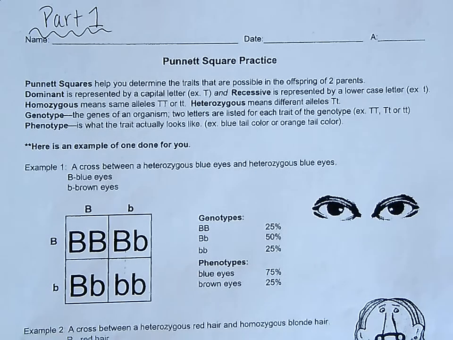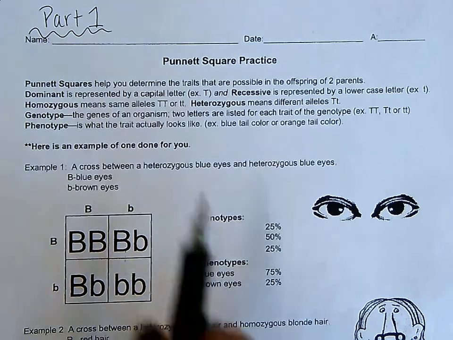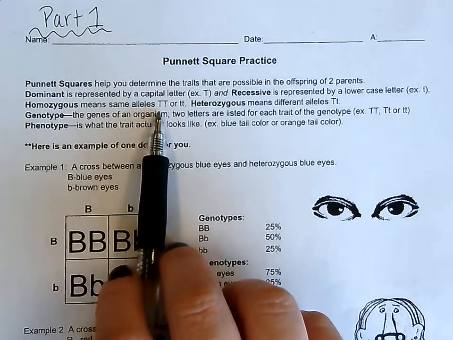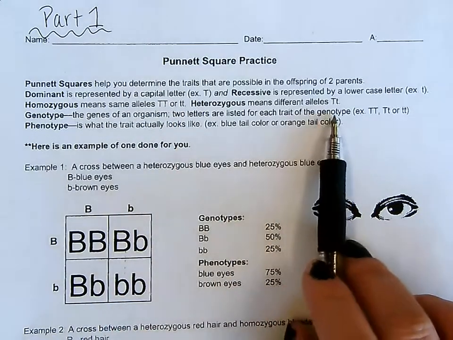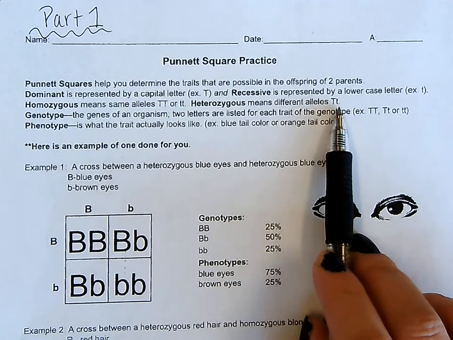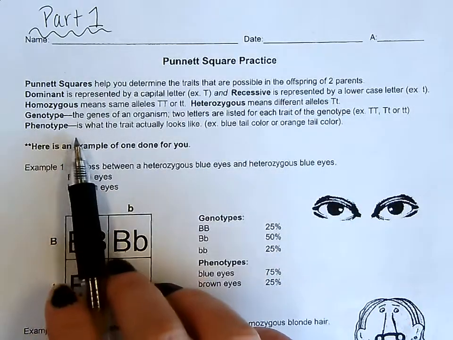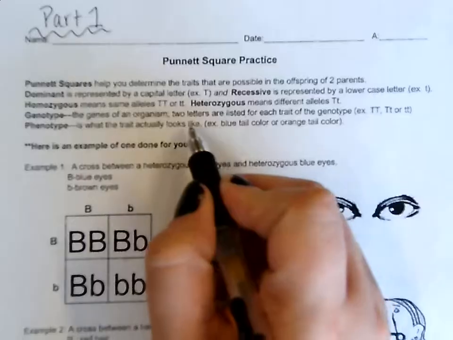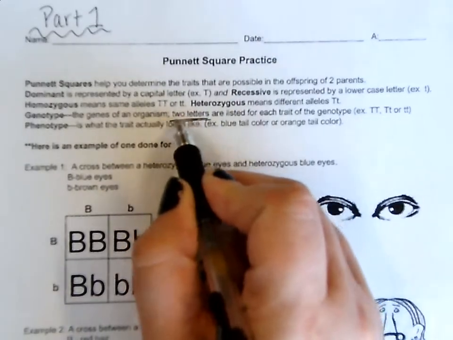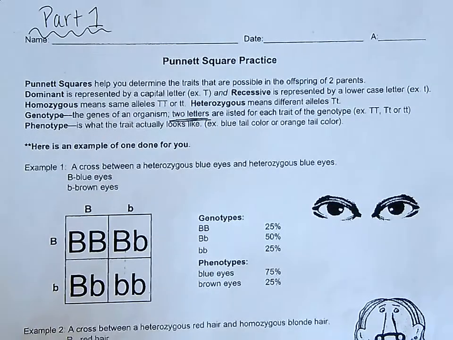Homozygous means same, so either you're going to have two capital letters or two lowercase letters. Heterozygous, you're going to have a capital and a lowercase. Genotype, that is going to be a two-letter combination. Phenotype is going to be a characteristic, something you can see. It can be a color, it can be height, etc.